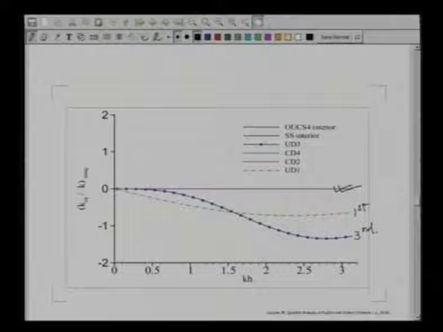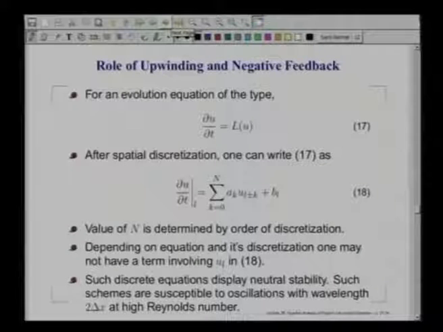What you notice, interestingly enough, is that there is a qualitative difference. Third order upwind schemes start becoming active at a relatively higher wave number, whereas the first order upwind scheme becomes active right from the beginning. So, what we could do is try to rationalize what upwinding is doing.